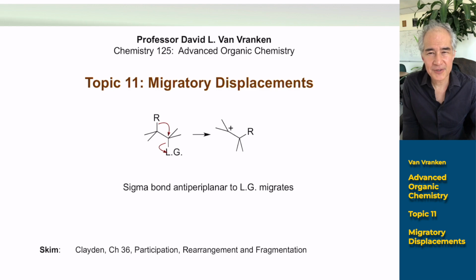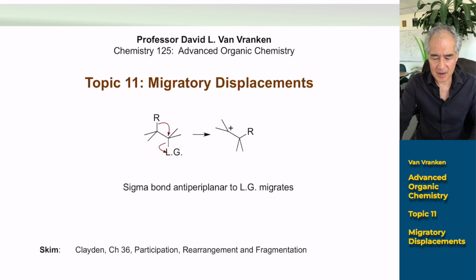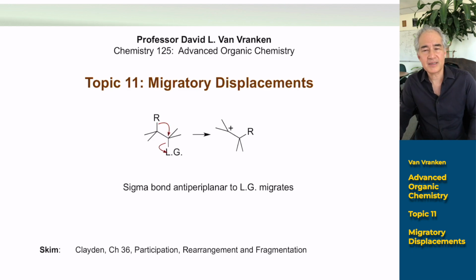We're going to have a major change here to a new topic, and it's a topic of migratory displacements. So these are going to involve some kind of an ionization reaction, but what's interesting about these is that we're going to use sigma bonds, generally sigma bonds to carbon, in order to push out leaving groups. So if I position very carefully an alkyl group, a CC bond next to a great leaving group, that CC bond in some cases can help push out that leaving group.